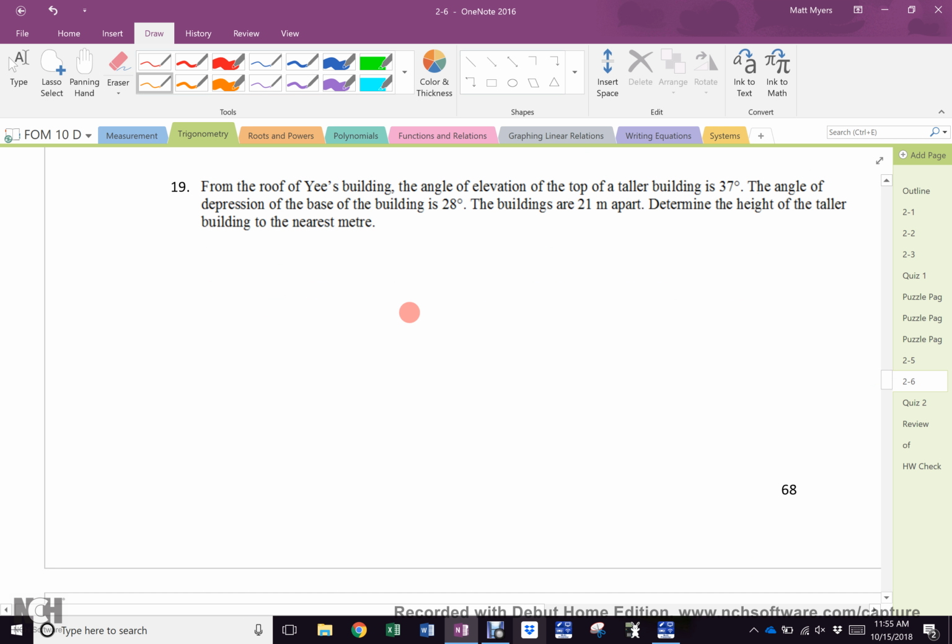Same question as above. From the roof of Ye's building. So I need a building, and Ye is on top of it. The angle of elevation to the top of a taller building. It even tells you how to draw it. You draw a taller building. Where's the angle of elevation? Going up. From where? From where Ye is looking.